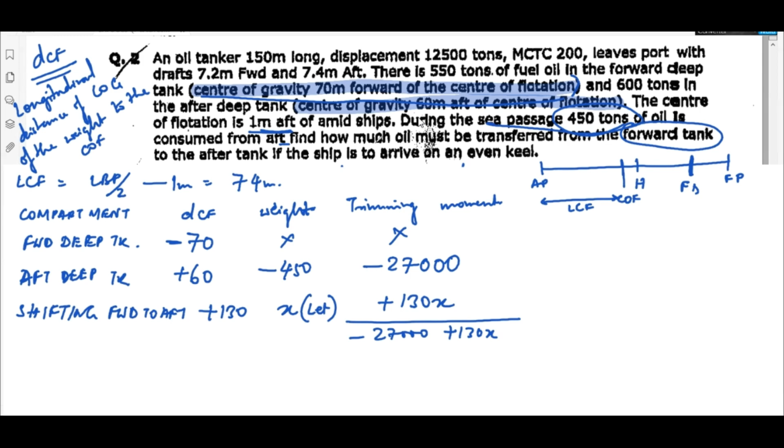What is the distance between the two tanks? One forward deep tank comes here. This is the forward deep tank, and the aft deep tank may be here. This is the aft deep tank.